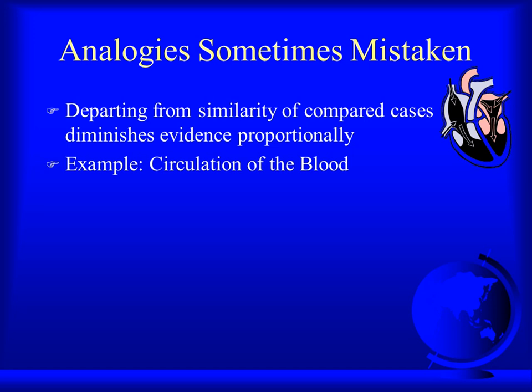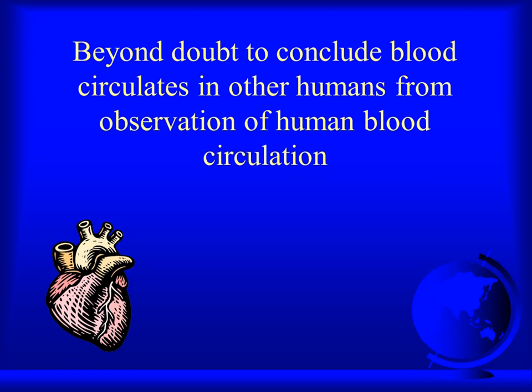I mean, from the fact that I have blood circulating in me, suppose there were a blood drive on campus, and I know I can give blood. I've got blood in my veins. You all are human beings, too. Chances are pretty doggone good that you've got blood in your veins and that you could give blood, too, if you wanted to. Right? So departing from the similarity of compared cases diminishes the evidence. And Hume says, here's an example. Consider the circulation of blood.